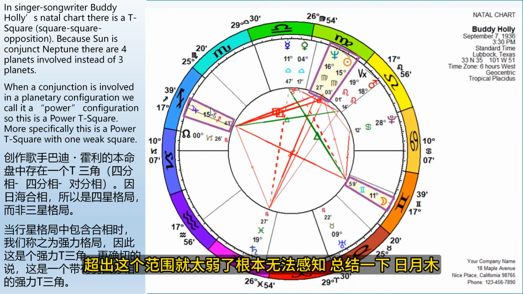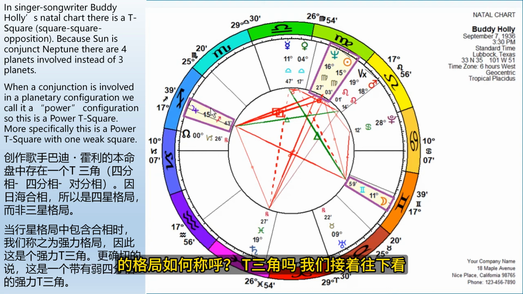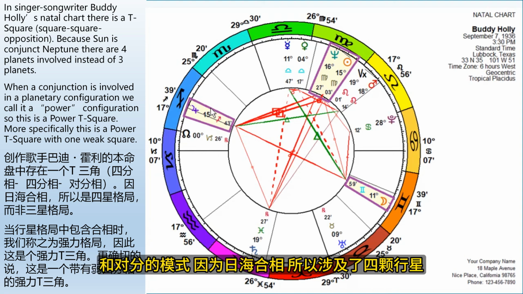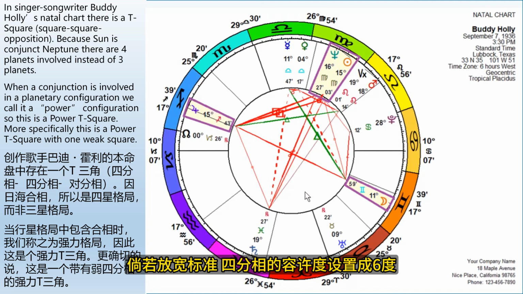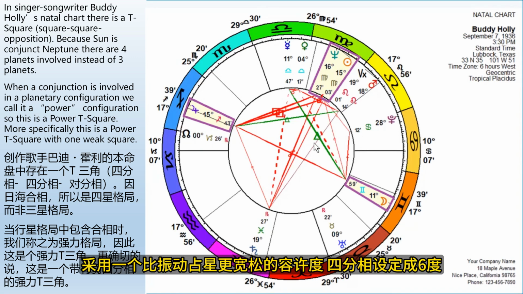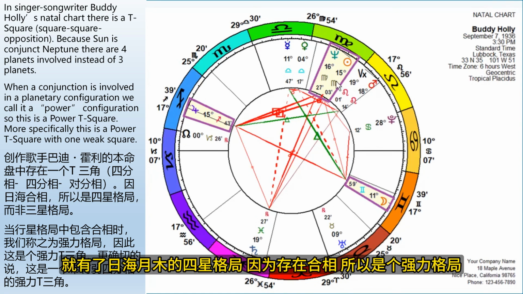Okay, bottom line. You have a Sun, Moon, Jupiter. What would you call it? It's a T-square. Now, let's read what we say here. In singer-songwriter Buddy Holly's natal chart, there's a T-square, which is a square-square opposition pattern. Because Sun is conjunct Neptune, there are 4 planets. Okay, well, let's say you used a bigger orb. Let's say we use a 6-degree orb for squares. Then it's all within orb. Only with a larger orb would you have 4 planets. So let's say we're using a bigger orb than we use in VA. Okay, fine. Then we have a Sun, Neptune, Moon, Jupiter.